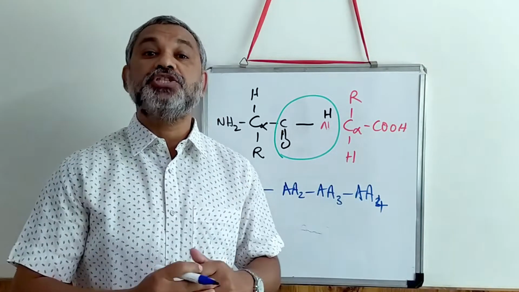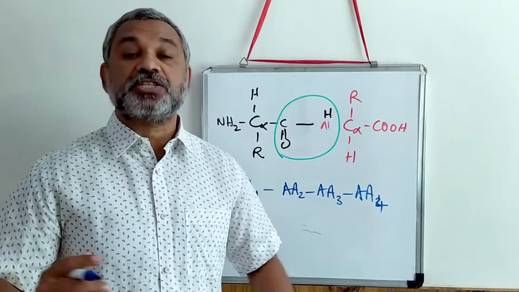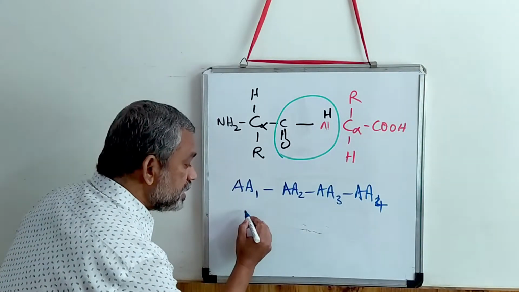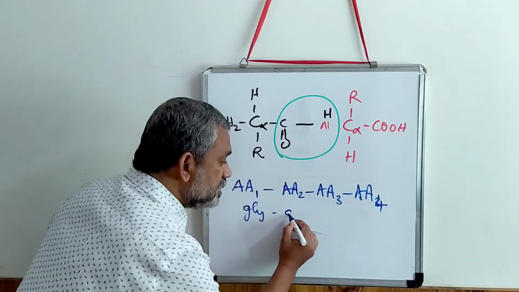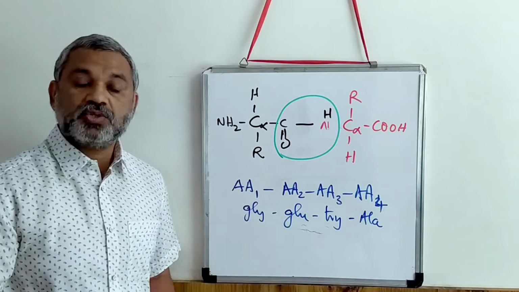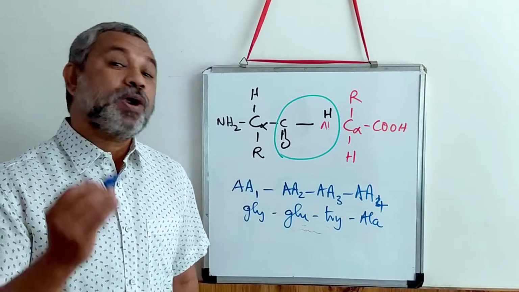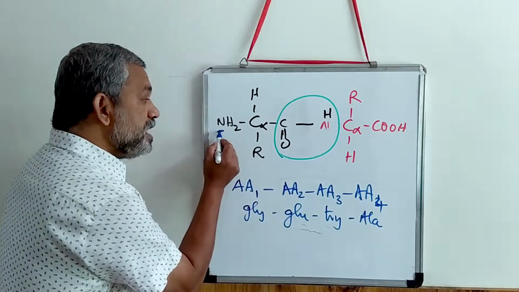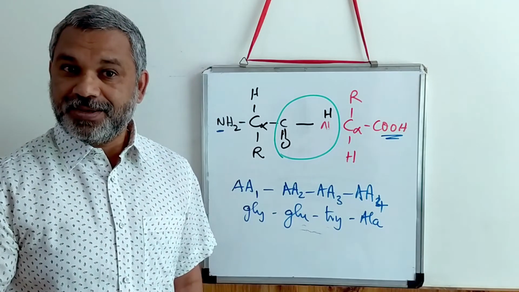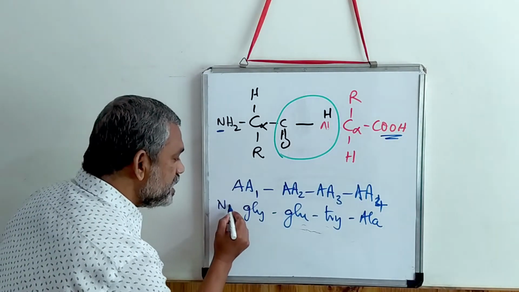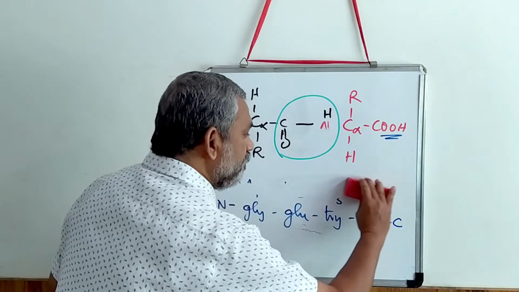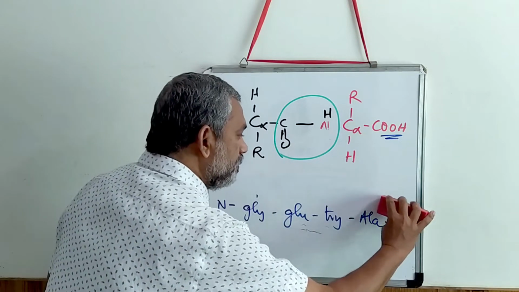From your basic knowledge, you know that we can write the structure of these amino acids. For example, we can say that this is glycine, this is glutamic acid, this is tryptophan, this is alanine. What is interesting for us to see is that it begins with an amino terminus and it ends with a carboxyl end. So this becomes part of a polypeptide chain.